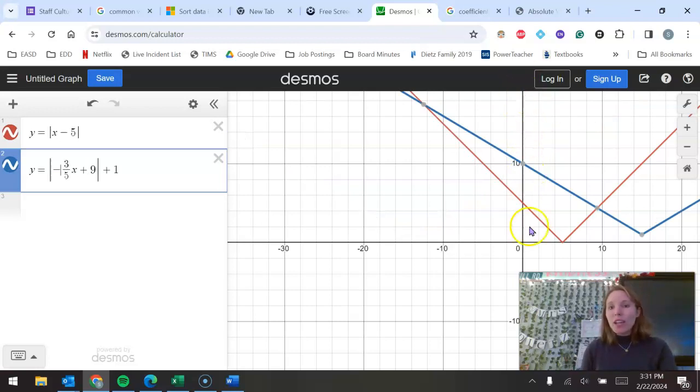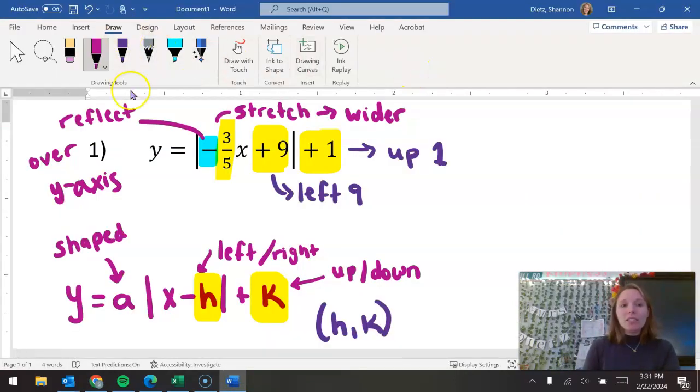If you were to look at your y-axis being like that mirror, if you were to fold the paper over on itself, that's going to be in the same spot. Okay, so that's what we're looking at here. Those are all different things that you're seeing with this function.